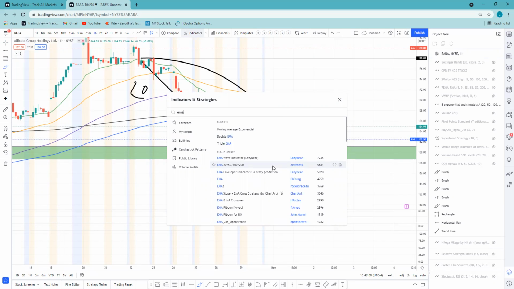TradingView allows only 3 indicators to be used at the same time. If I put each individual EMA like this, I won't be able to use another indicator. So what I use is 20, 50, 100 and 200 in one indicator. Now I have 2 more spaces to use other indicators, if you're using the free version of TradingView.